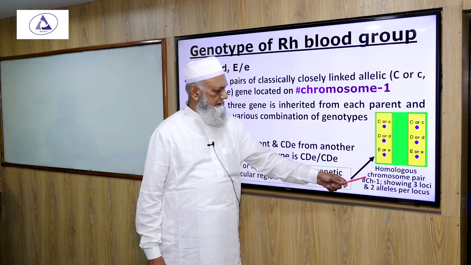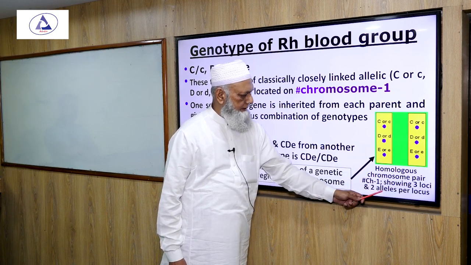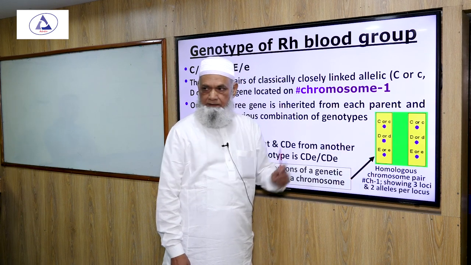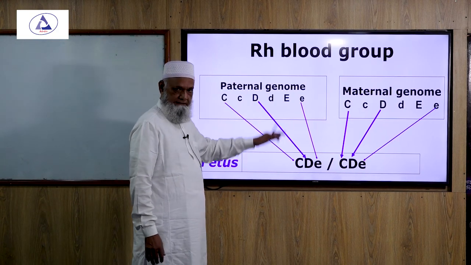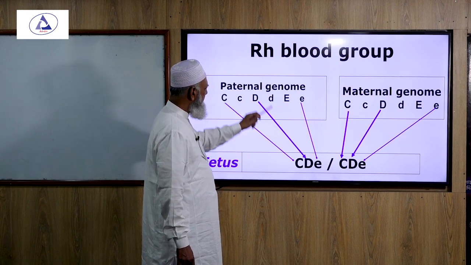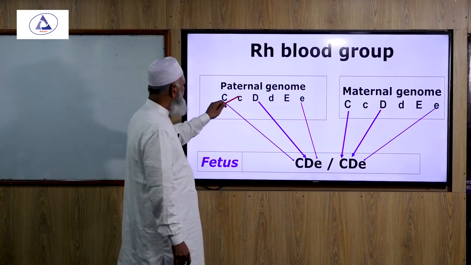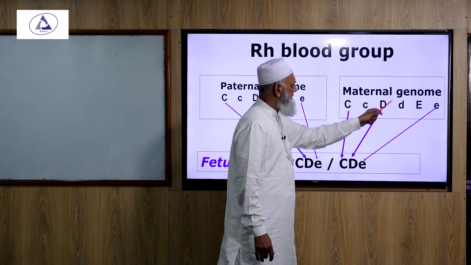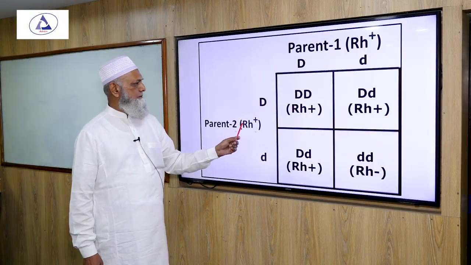This is a homologous chromosome pair, chromosome number one, showing three loci and two alleles per locus. This is the representation of genetic inheritance. C, D and E from the paternal genome, C, D, E from the maternal genome. The combination may be CDE and cde and so on. Parent 1 and parent 2.